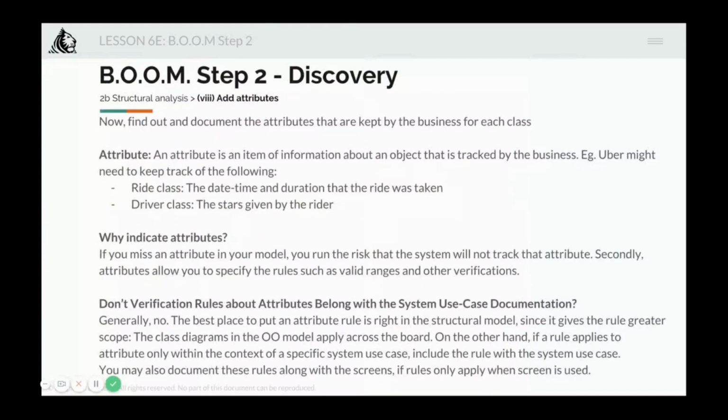So once you have done the previous exercise, now you can find out and document the attributes that are kept by the business for each class, right? An attribute is essentially an item of information about an object that is tracked by the business. An attribute is specified at the class level. All objects of that class have the same attributes, but the value of the attributes may differ from object to object.